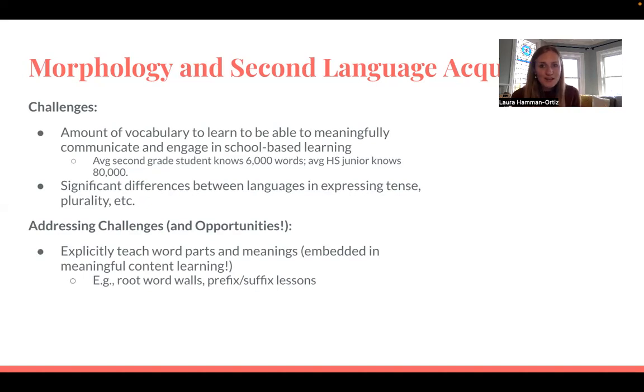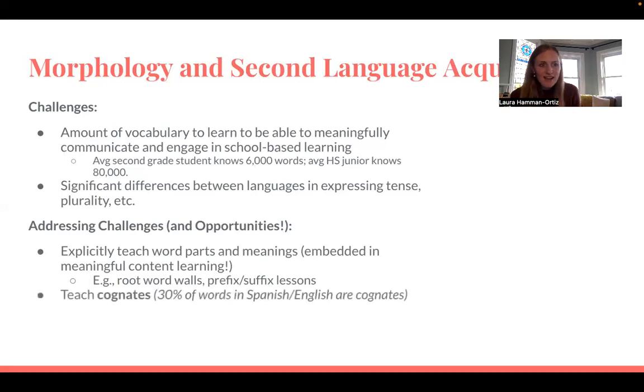Root word walls are great, especially in science and social studies. There's so many roots that are then connected to different terms they would be learning. So rather than have a teacher just create kind of a general wall, I always encourage teachers to think about the content that they're teaching and to teach the roots and the words that would correspond to that content, and have students then think about other words that use those same roots.